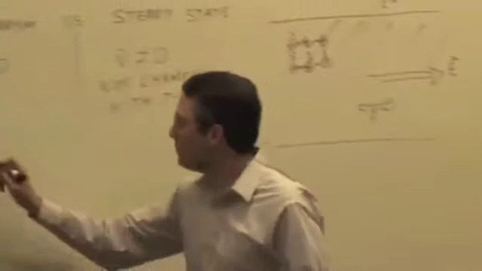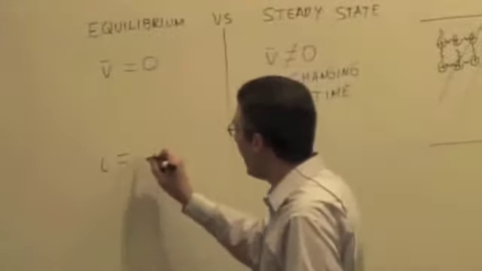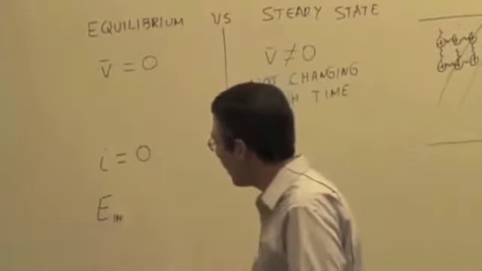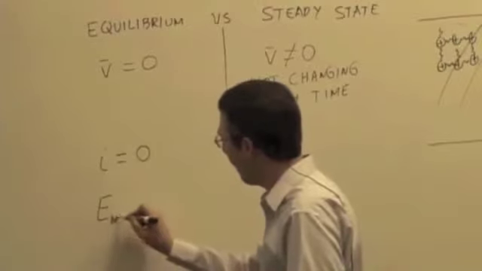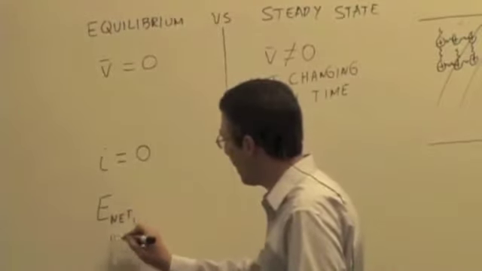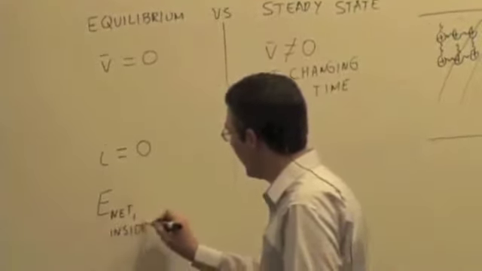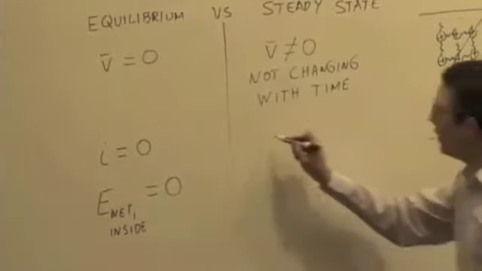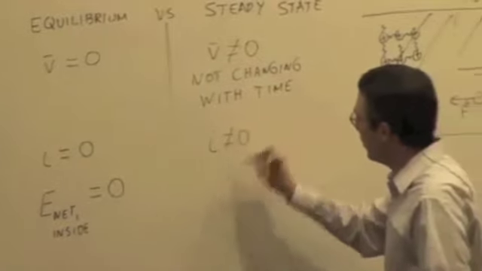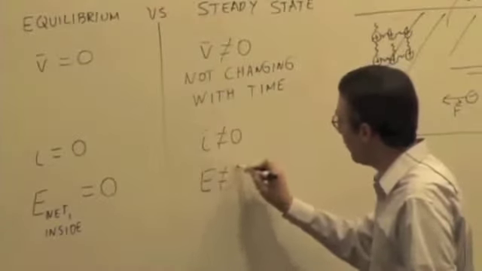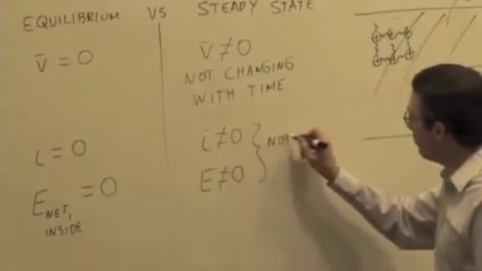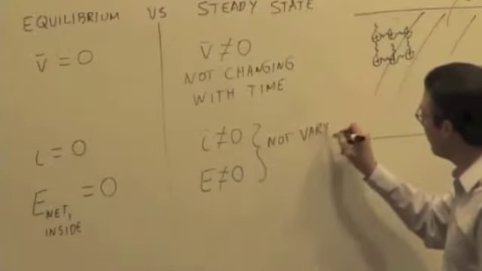And therefore, little i is also equal to 0, and the net electric field inside the wire is equal to 0 when we have an equilibrium situation, but they're not 0 when we have a steady state, and again, they're not varying in time.